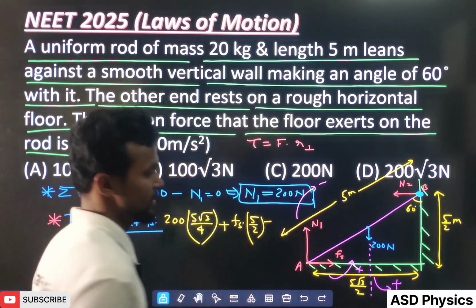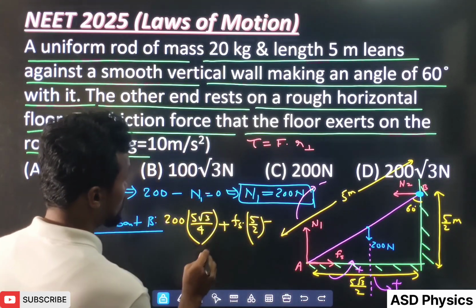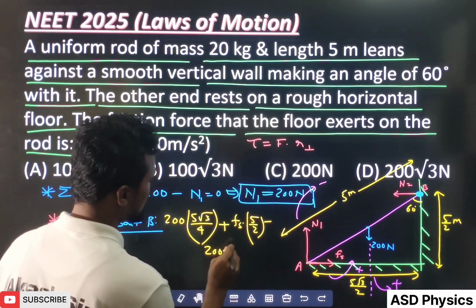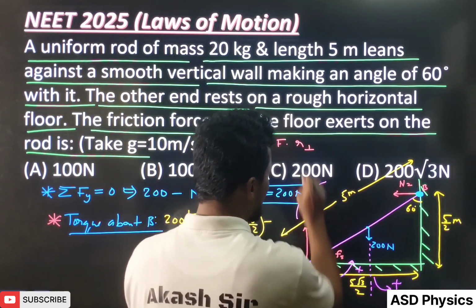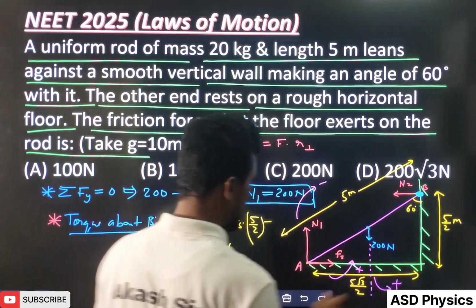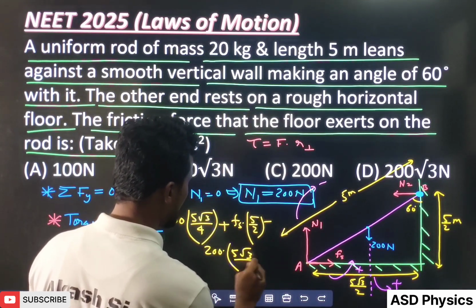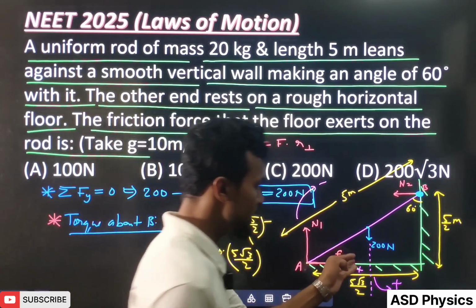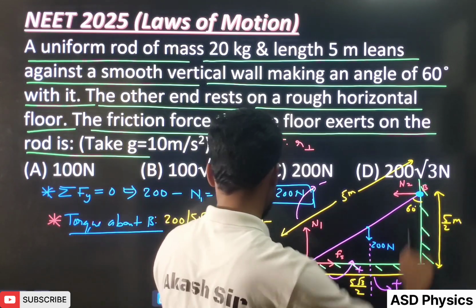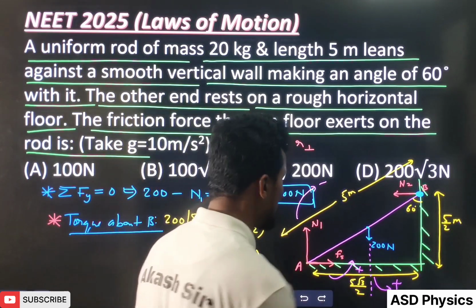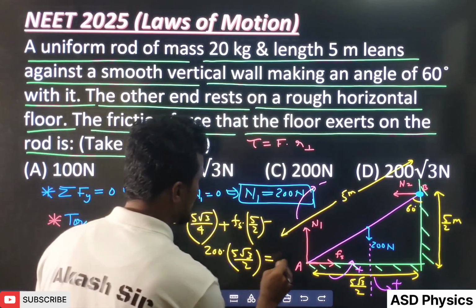Minus this N1 value, how much here? 200, and it is going to rotate in which direction? This direction, minus. So again, if you see here, this distance is again 5 root 3 by 2. Now perpendicular distance we are taking here. 200 Newton, perpendicular distance 5 root 3 by 4. Fs means perpendicular distance 5 by 2. N1 means perpendicular distance 5 root 3 by 2, will be equal to 0.